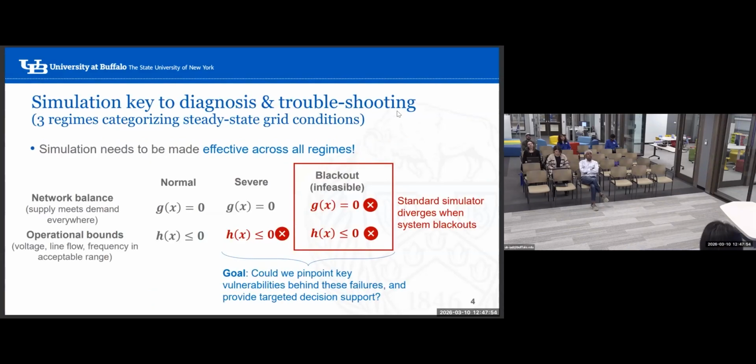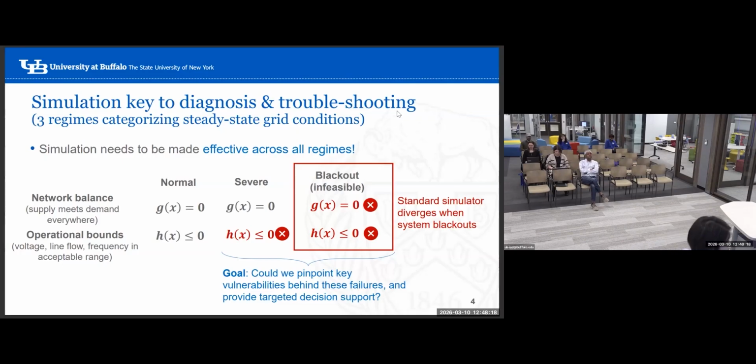So technically, to make such failure diagnoses and troubleshooting, simulation method is the key. It's the foundation tool. So before we tuck into more details, let's look at how the power system and its potential failures can be modeled. Depending on the condition of the system, let's categorize the system into 3 different conditions.